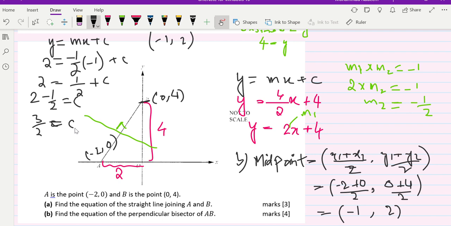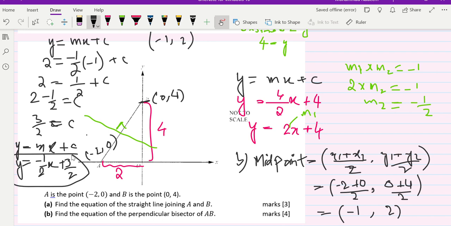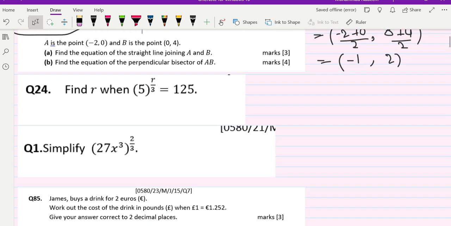Now you may write the final equation again. y = mx + c. Plug in the value of gradient and y-intercept in it. Gradient is -1/2, x, and the value of c is 3/2. This is your final equation: y = -1/2 x + 3/2. Hope you understand this question as well. So you may practice similar concepts for your exam.